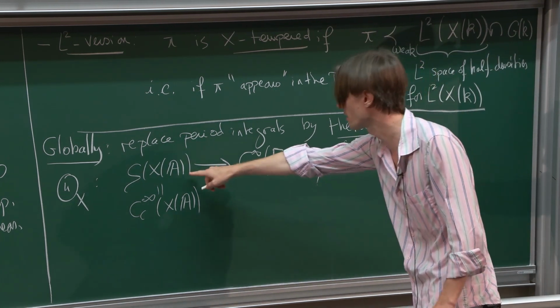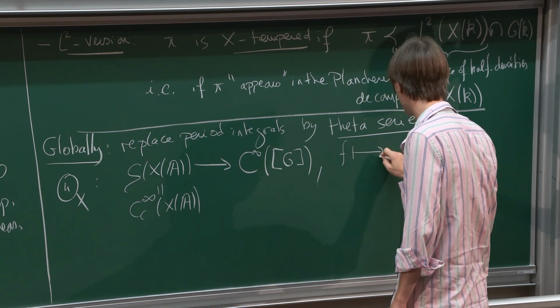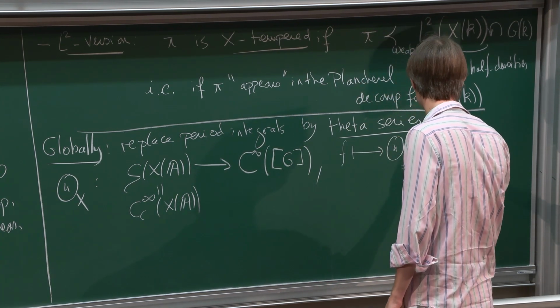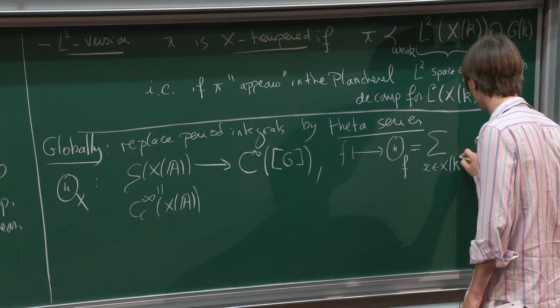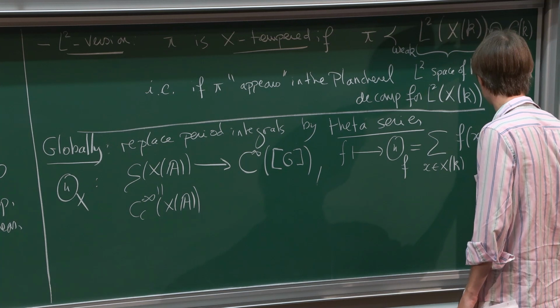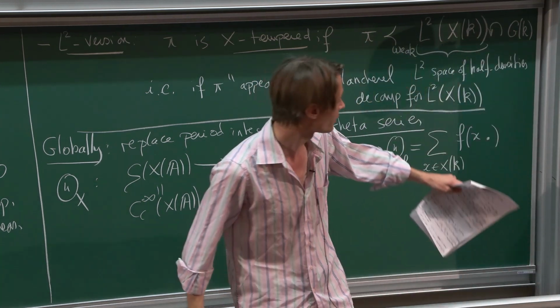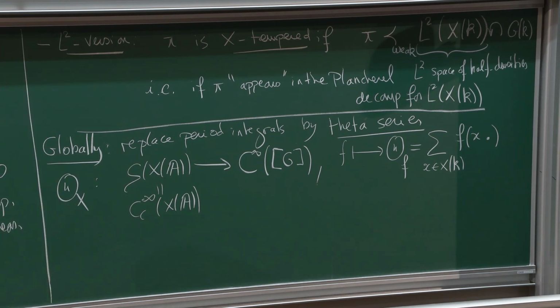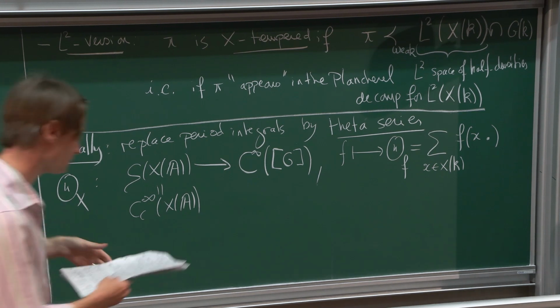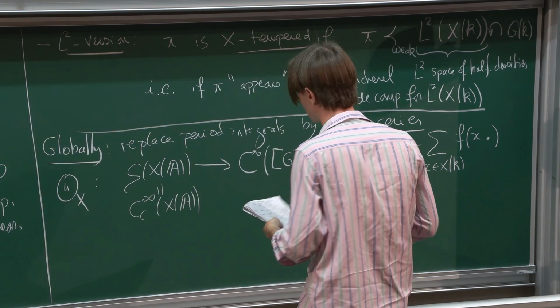So you take a function f on x of the Adeles, and its theta series is given by summing f over the rational points, and then multiplying on the right. So this dot denotes the variable. And of course, g of A is acting. And this summation is invariant on the left by g of k. Right? So this is the theta series.